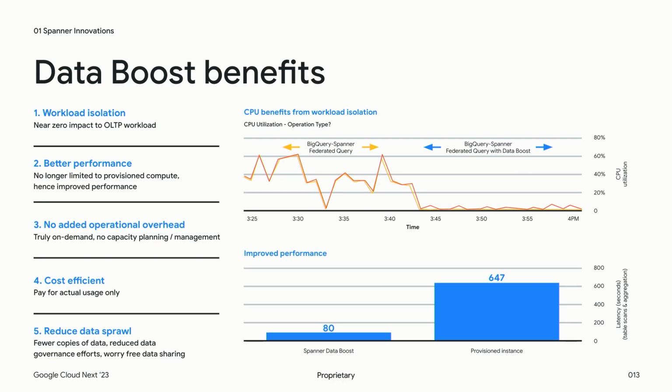Second is about performance. Earlier, you were constrained by the amount of provisioned compute, or you were over-provisioning just to accommodate some of these ad hoc kind of data egress requests which you were receiving. Now, because we take care of that provisioning and everything, because we do on-demand allocation of resources for Data Boost, you don't have to worry about that. So from an operational overhead perspective also, it's very beneficial.